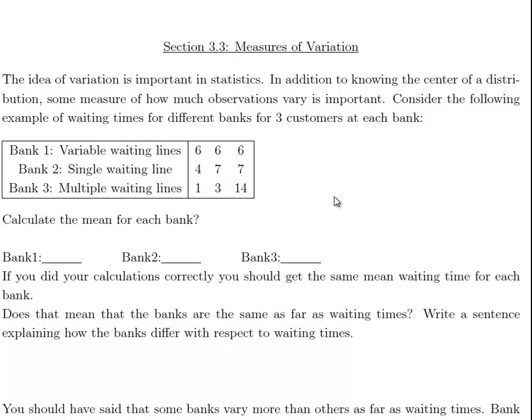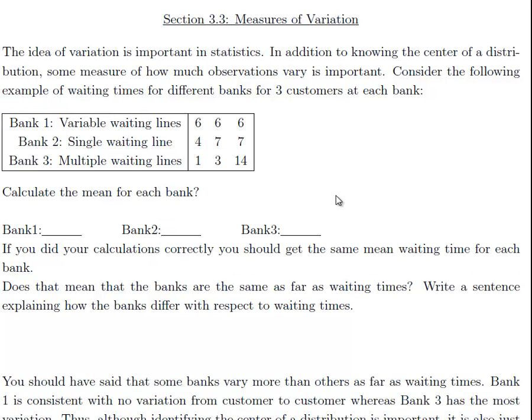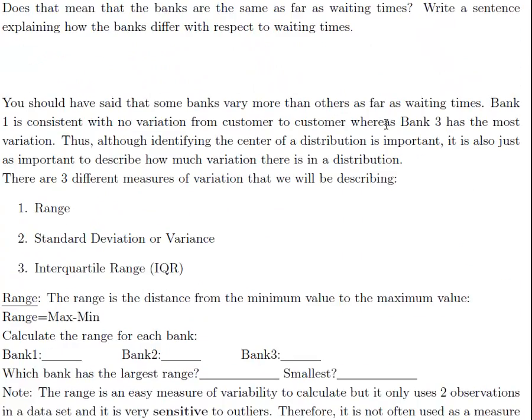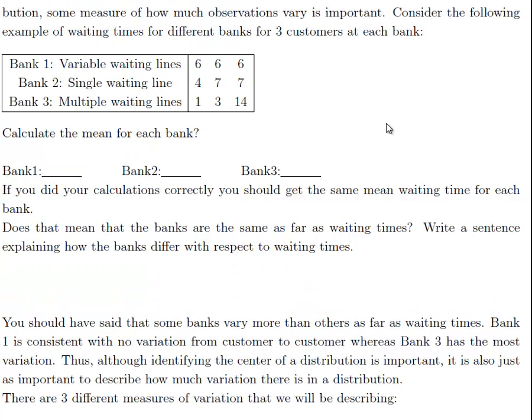So here's a very simple example where we have waiting times of 3 customers for 3 different banks. And so bank 1 had a waiting time of 6 minutes for each customer. And then bank 2 and 3 were slightly different. And so we can calculate the mean waiting time for each bank. And so for bank 1, everyone had a waiting time of 6 minutes. And so the average, of course, would then be 6 minutes. Okay, so 6 minutes there.